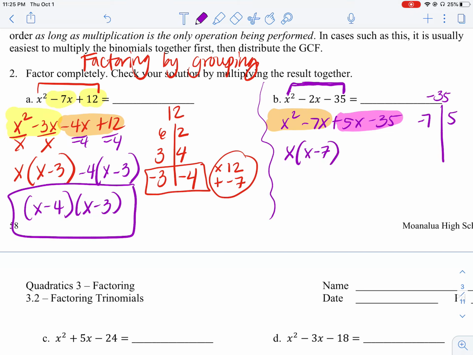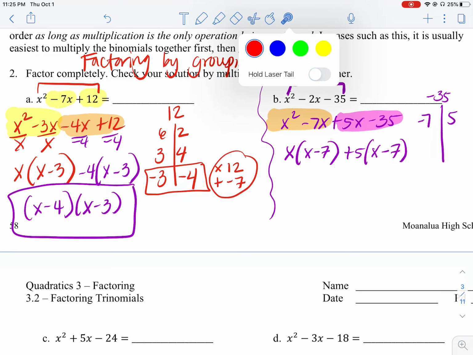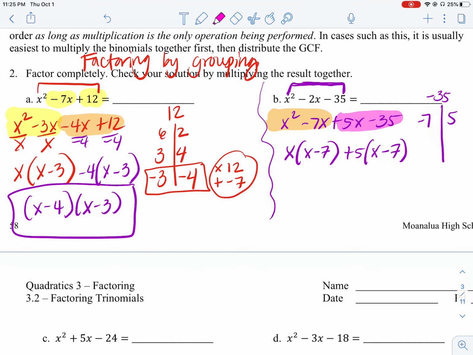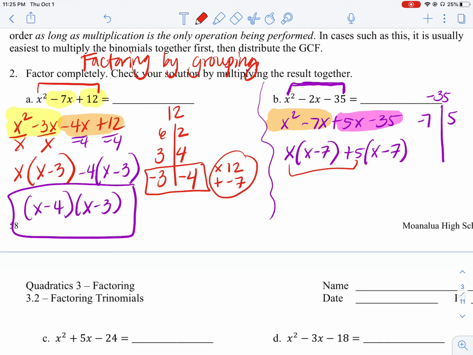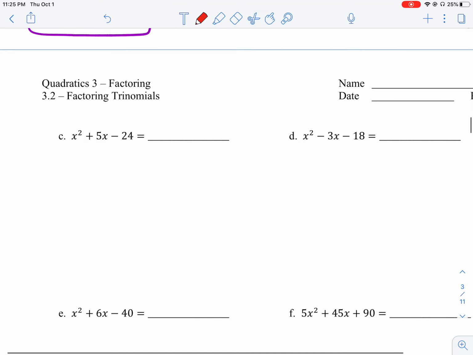What about 5x and 35? Is 5 common? So that's an x minus 7, right? 5, because when I do over here, 5 times x is 5x. 5 times negative 7 is negative 35. Therefore, my factored form is, I'm going to group these two together. x plus 5, x minus 7. And done.